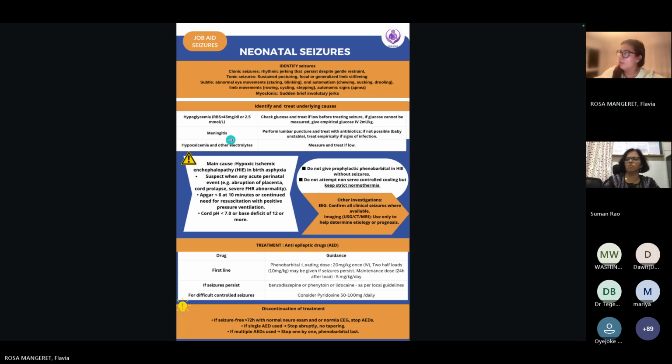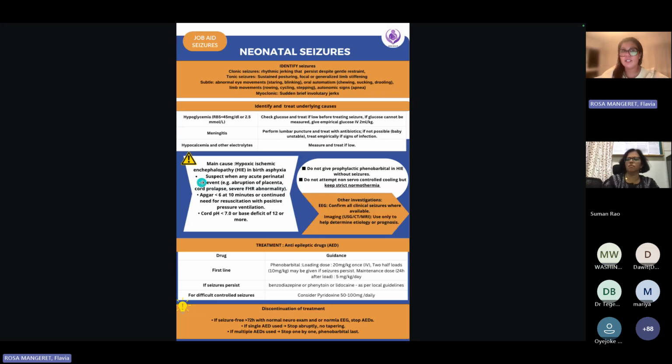Meningitis: lumbar puncture, treat with antibiotics. If not possible, if the baby is unstable, treat empirically if signs of infection. Hypocalcemia and other electrolytes can also cause seizures. So measure and treat if low, if possible to measure.